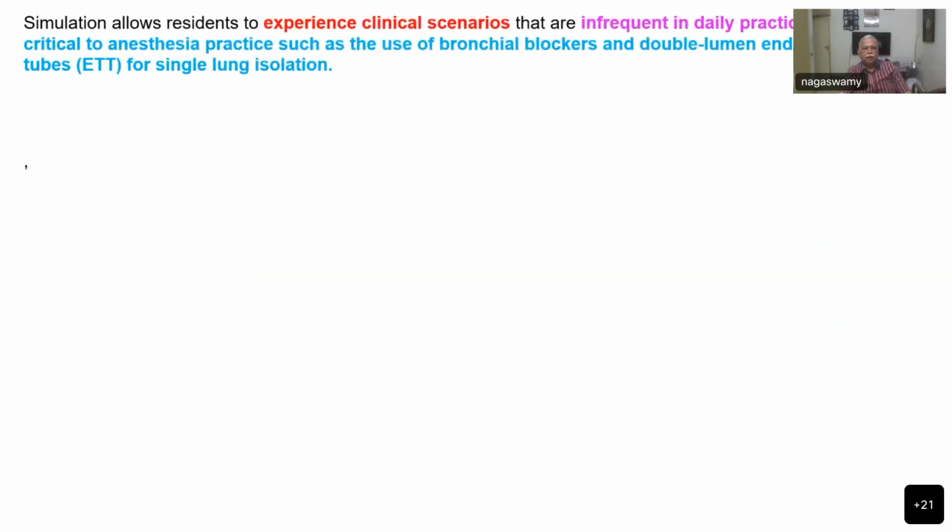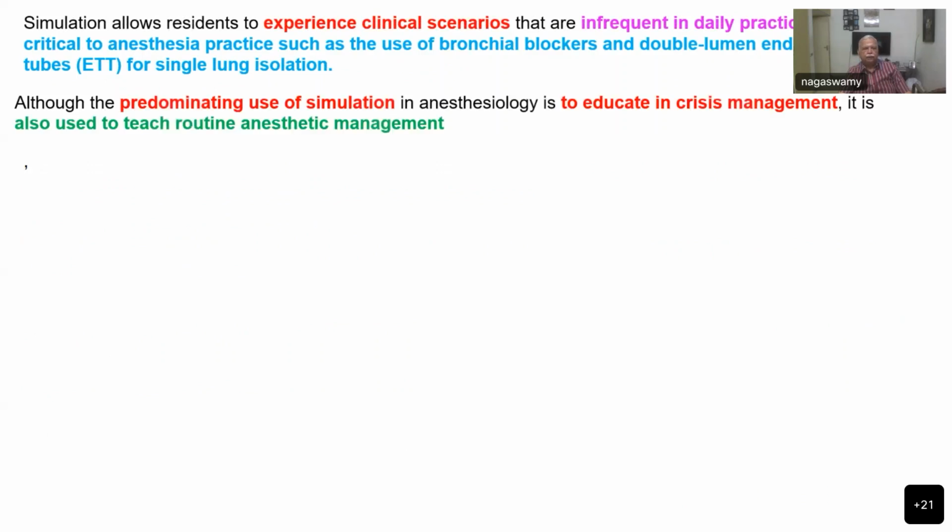And simulation allows residents to experience clinical scenarios that are infrequent in daily practice, but critical to anesthesia practice, such as use of bronchial blockers or double lumen endotracheal tube placement, or for that matter, a cricothyroidectomy. All these rarely done procedures also can be easily learned by this simulation.